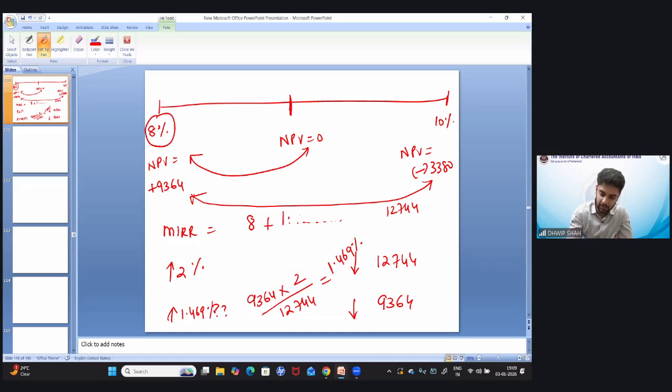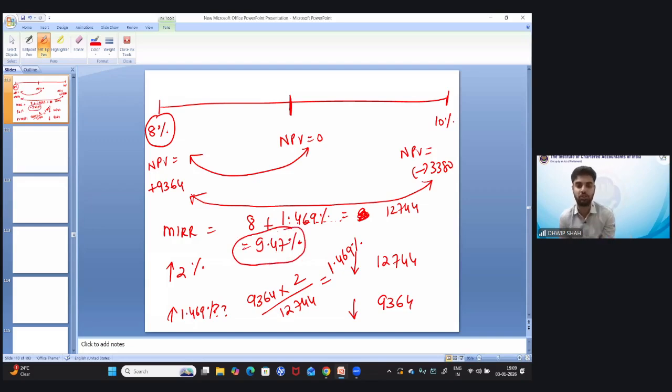तो कहना है 8 plus 1.469%, which comes to 9.47% approx. Yes or no? So this is my modified IRR. Are you following? This is not my IRR, but modified IRR. Understood, everyone? 9.469.